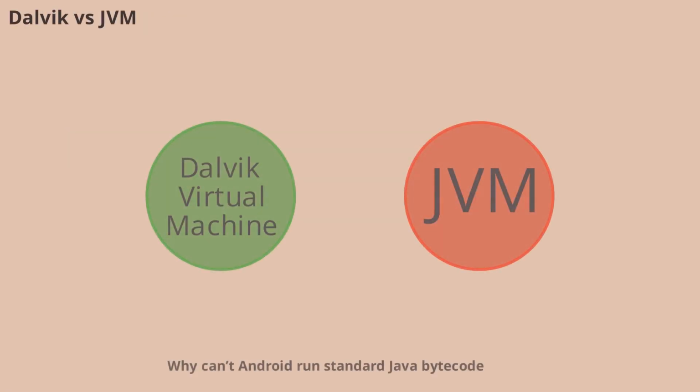Why can't Android run standard Java bytecode? Android uses the Dalvik Virtual Machine (DVM) instead of the Java Virtual Machine (JVM). Dalvik is optimized for mobile devices, focusing on low memory usage and battery efficiency. This difference is key to understanding how Android executes code and why APKs are structured the way they are.